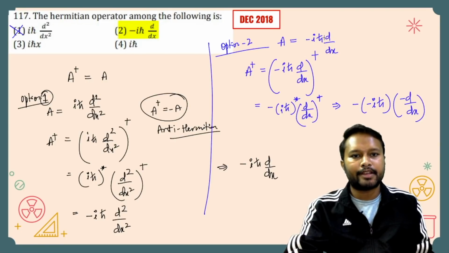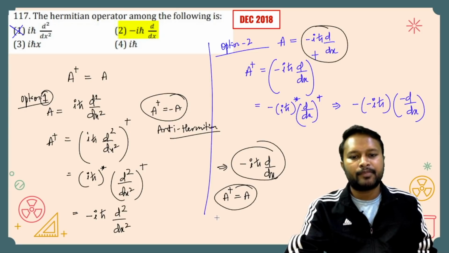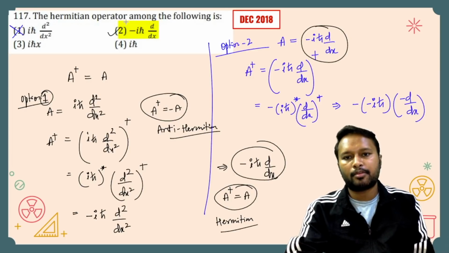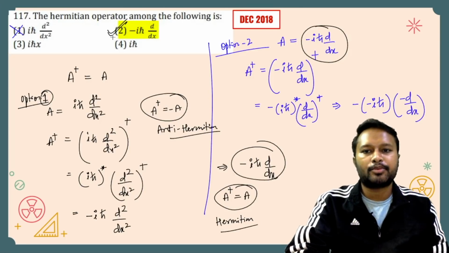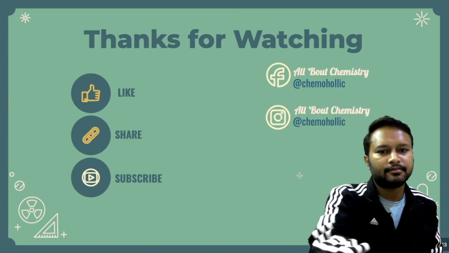Did you get it the same? Yes. So what we have just found is that after taking A dagger, we got the same as A. Both are the same, so A dagger is equal to A. That's why we can say that A is a Hermitian operator. Option number 2 is the correct option. So this is how it will be done.